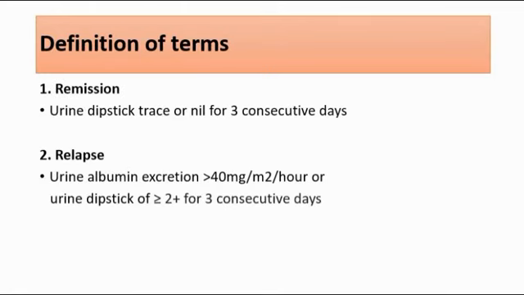So I'll go through the definition of a few terms that are important to note in nephrotic syndrome. The first one is remission of nephrotic syndrome, which means that the urine dipstick is trace or nil for 3 consecutive days. Trace means the proteinuria is less than 2+. Second is relapse of nephrotic syndrome. It means when the urine albumin excretion is more than 40 milligram per meter square per hour, or the urine dipstick shows 2+ or more for 3 consecutive days, means there is a relapse.